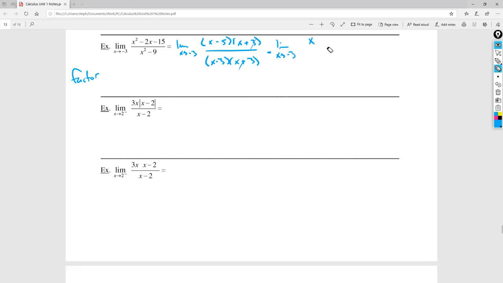I'm left with the limit as x approaches negative 3 of x minus 5. Ooh, let's try that again. (x minus 5) over (x minus 3). So now if I plug in negative 3, no issues. I end up with negative 8 divided by negative 6, or 4/3. And look at that.